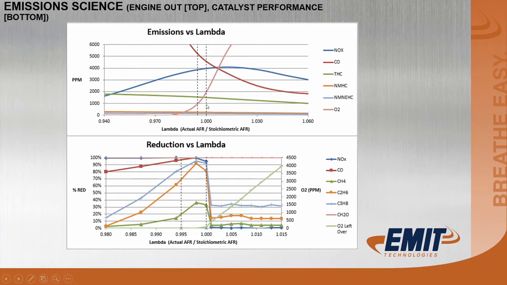Now here's what happens to those same emissions with a catalytic converter. As they pass through the catalyst and our engine's running correctly, we're at a lambda of about 0.97 here. That's an optimum for most catalyst elements. You'll see a huge reduction in the numbers. The emissions are much, much lower coming through the catalyst. This is when everything is working perfectly.